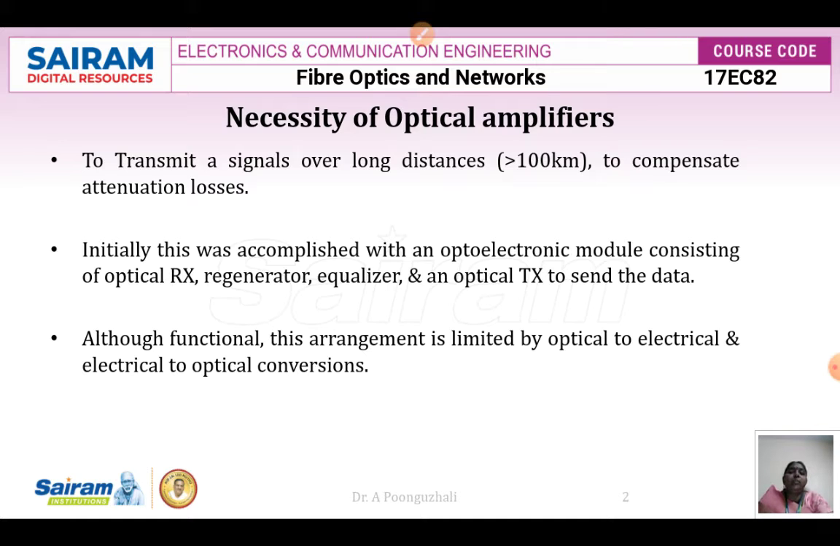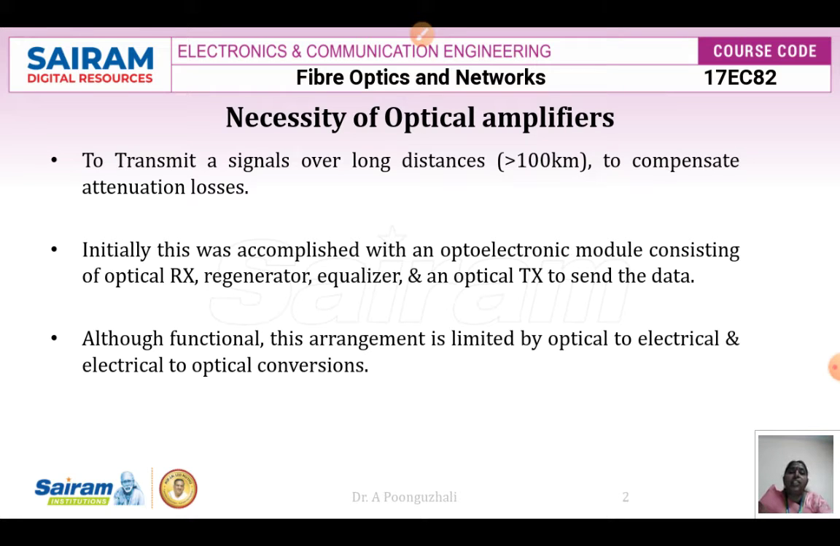If I want to transmit the signals over long distances, greater than 100 kilometers, in that case I have to compensate for the attenuation losses. This can be accomplished by using an optoelectronic module, which consists of an optical transmitter, optical receiver, regenerator, and equalizer. These are the blocks available in the optoelectronic module. This arrangement is limited to converting the optical signal to an electrical signal and the electrical signal back to an optical signal.